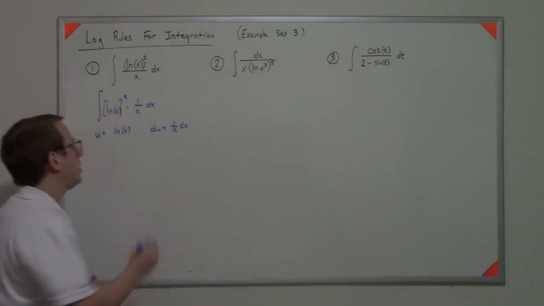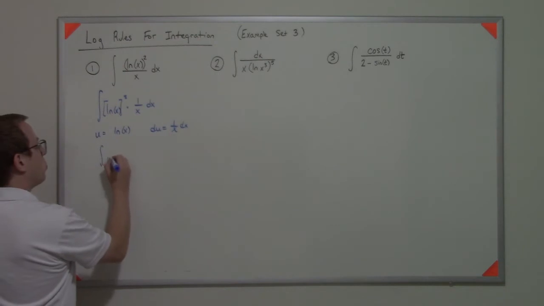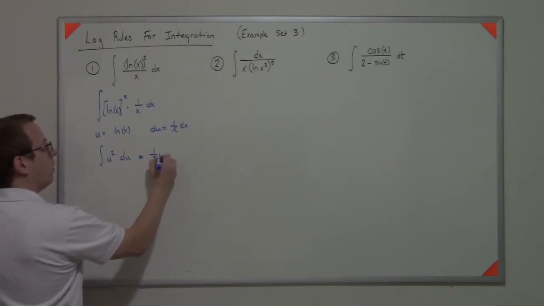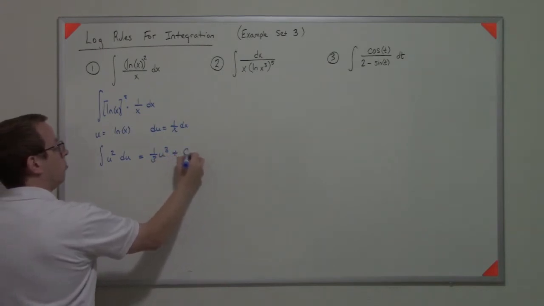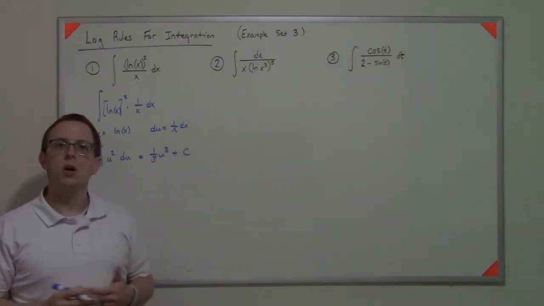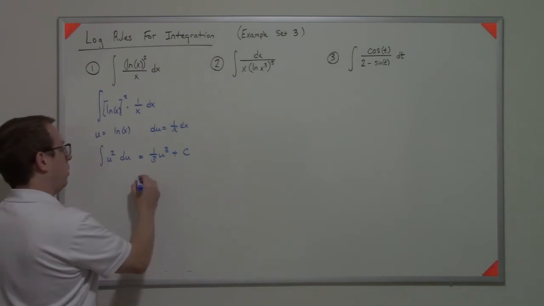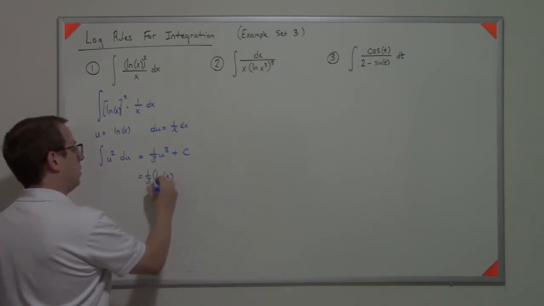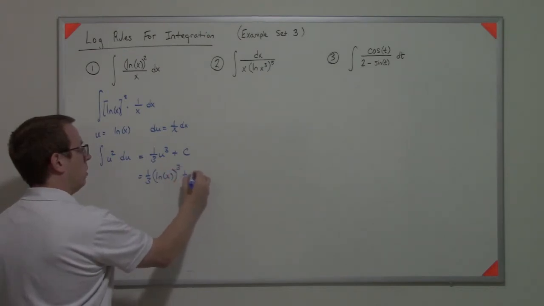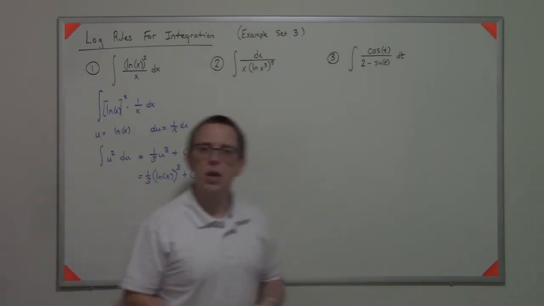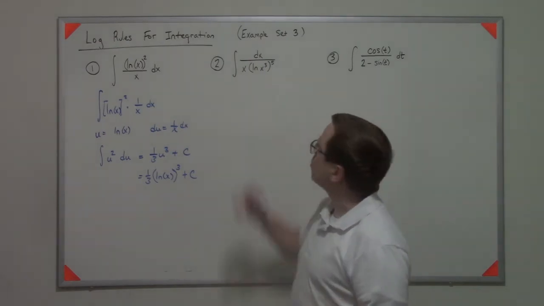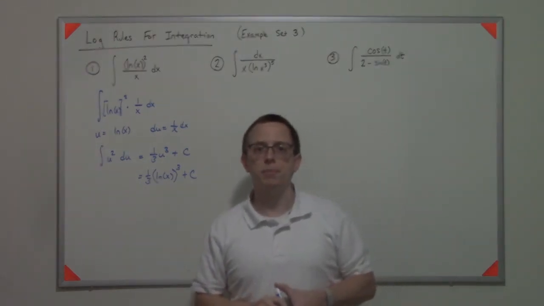So then I can replace this with u squared du, which of course is just 1/3 u cubed plus an arbitrary constant, which we then can replace with 1/3 natural log of x cubed plus the arbitrary constant. So that one was a little trickier with our substitution. The next one is going to follow a very similar vein.